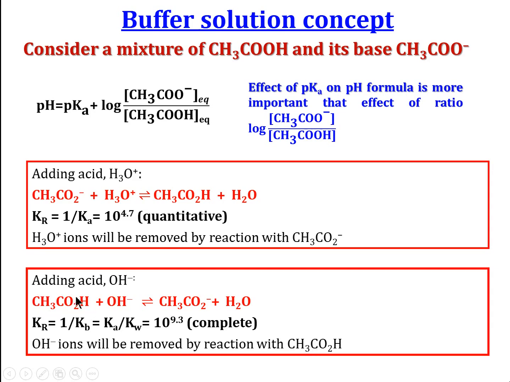But the concentration of acetic acid in the solution will decrease, and that of acetate will increase. So the ratio will change, but the log ratio will not greatly affect the pH, so the pH will be slightly changed. So this is an example of a buffer solution, acetic acid/acetate, that consumes a certain amount of H3O+ added or a certain amount of OH- added to maintain the pH constant.